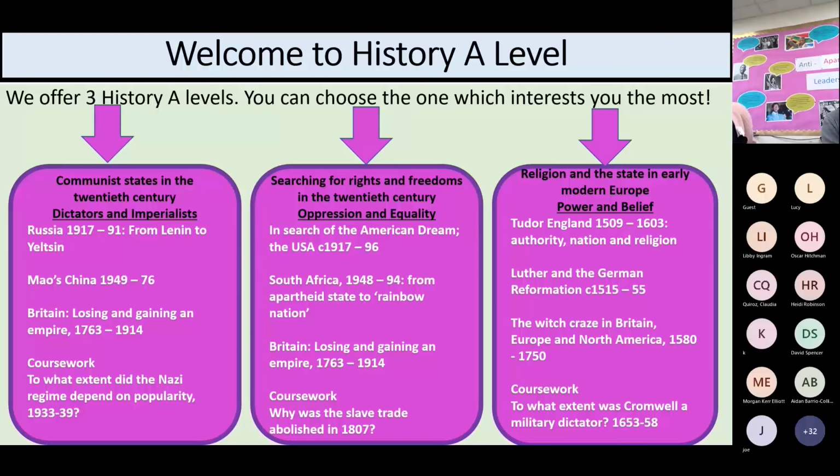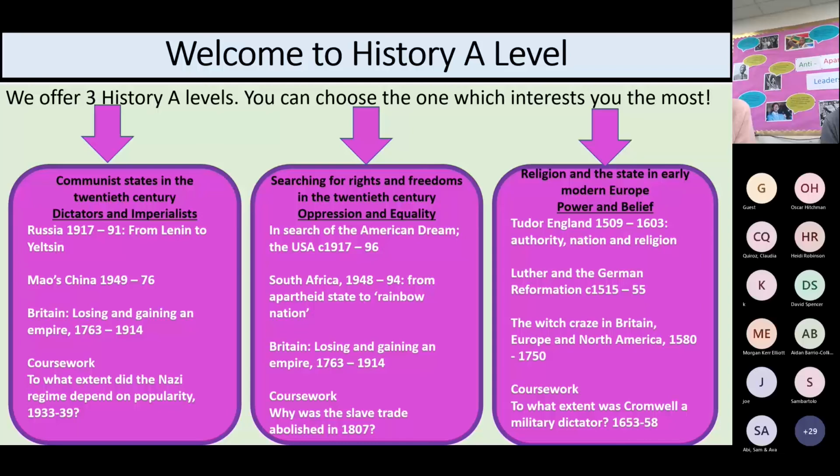Dictators is the main course I teach. It's about communism. So you study communism in Russia from the revolution in 1917 through the different leaders, Lenin, Stalin, Khrushchev, Brezhnev, up to Gorbachev and the collapse of the Soviet Union. You then look at communism in Mao's China from 1949 to 76. The coursework is an interpretation-based question about, were the Nazis popular? Is that the source of their strength in the 1930s? And you can disagree with that and say, no, it was terror.